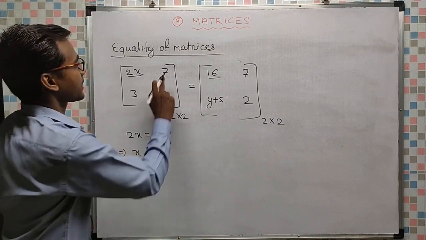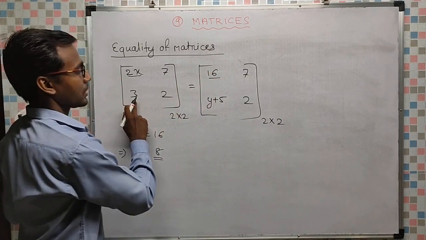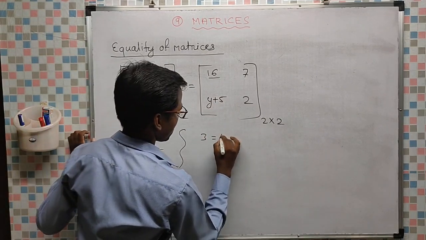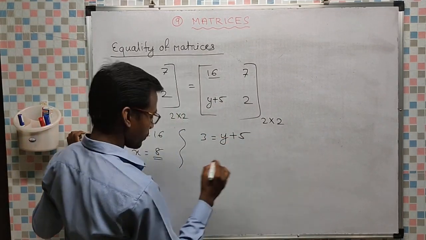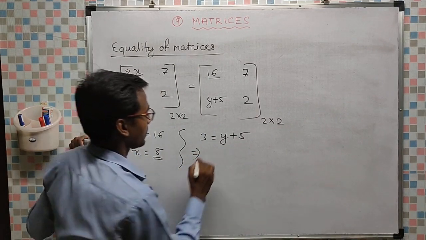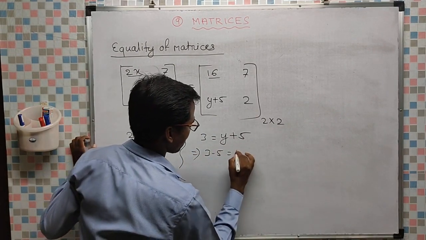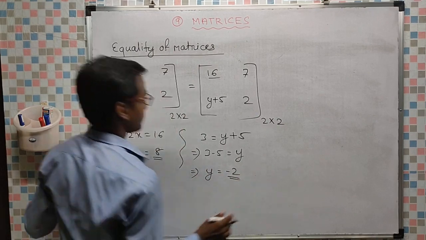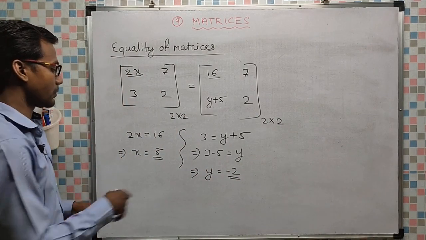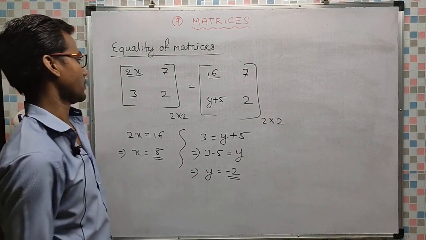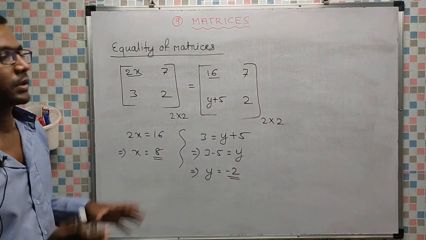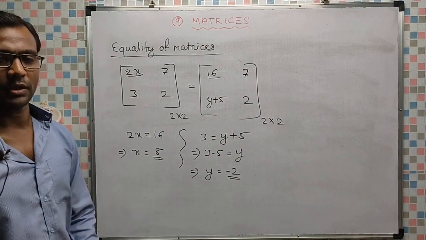Then see, 7 and 7. 3 is equal to y plus 5. So 3 minus 5 is equal to y, or y is equal to minus 2. So x is equal to 8 and y is equal to minus 2. Then 2 is equal to 2, same. So in this way you can solve a question related to equality of matrices.